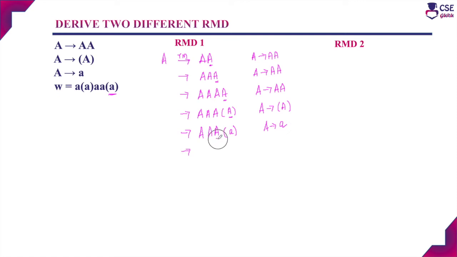Next, choose the rightmost non-terminal and apply the production rule. A derives A. Again, choose the rightmost non-terminal and apply the production rule. A derives A. So if you are checking here, the last 3 A's we got. Next 2 A's we need to get. So we will apply the production rule. A derives AA for this non-terminal A.